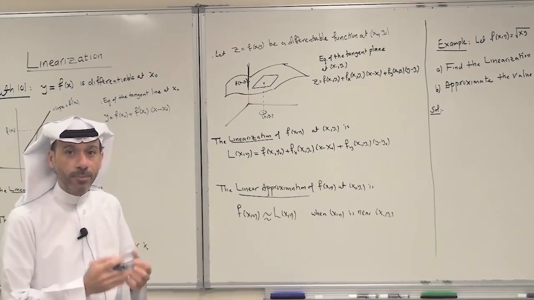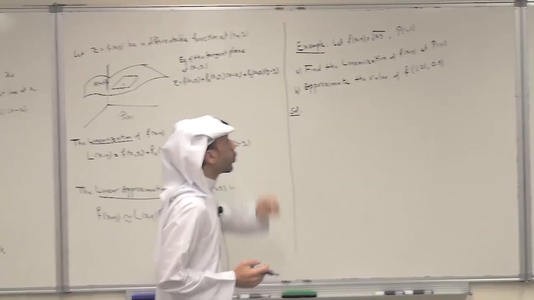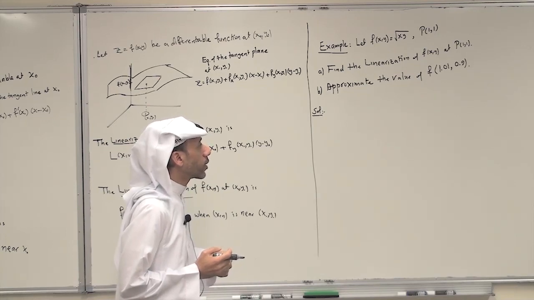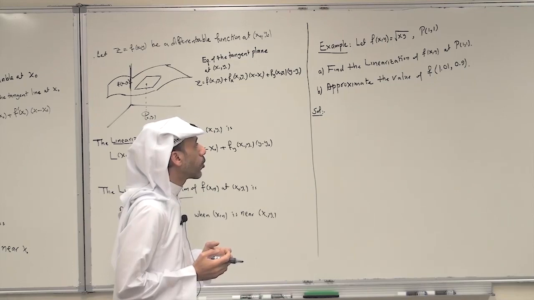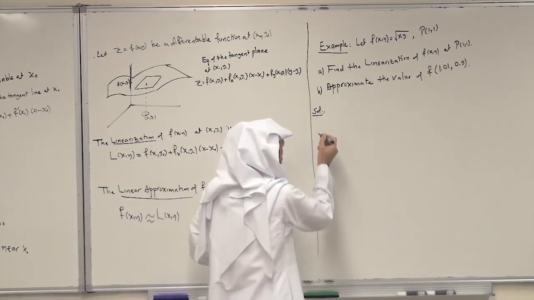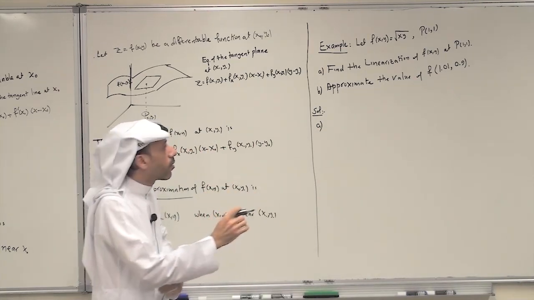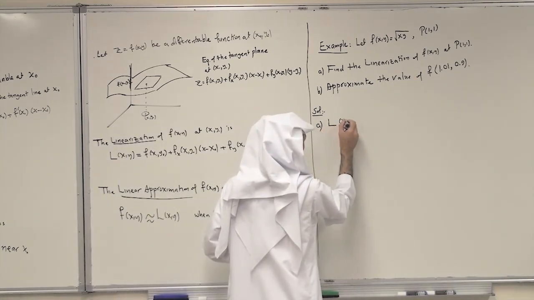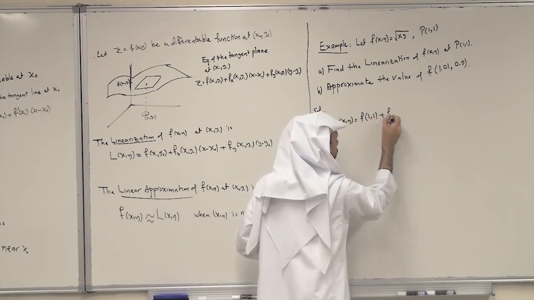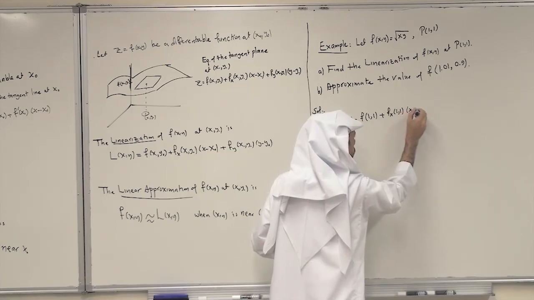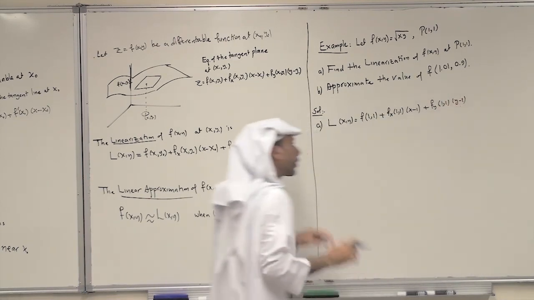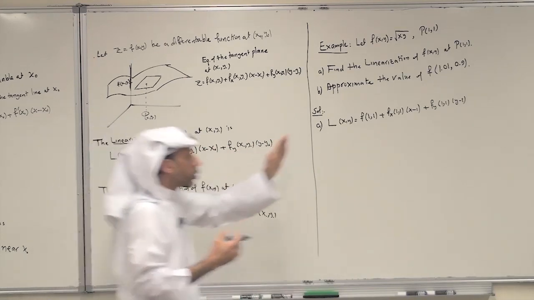Now let's illustrate what we explained by an example. Let f of x, y equal the square root of xy. Part a, find the linearization of f of x, y at the point 1, 1. Part b, approximate the value of f at 1.01, 0.9. So we need to find the linearization first. We apply the definition: L of x, y equals f of 1, 1 plus f sub x at 1, 1 times x minus 1 plus f sub y at 1, 1 times y minus 1. This is the formula for the linearization, just the equation of the tangent plane.